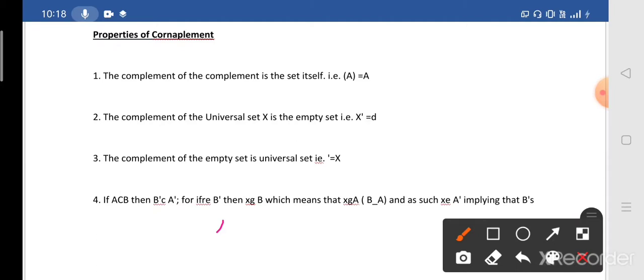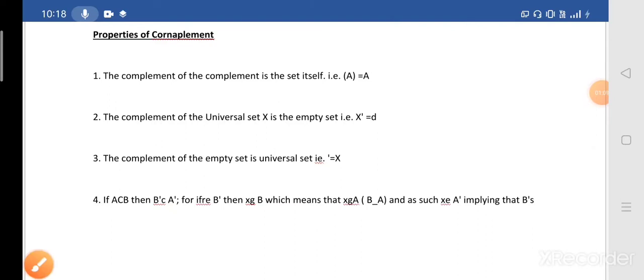Today's article is finished. Today's lecture is completed. In the next lecture we will start the next article, the symmetric difference of two sets.